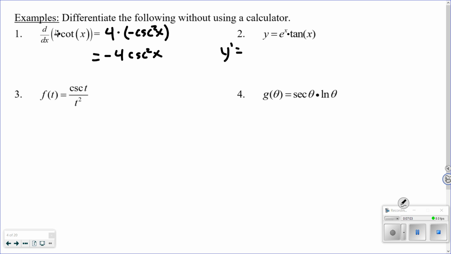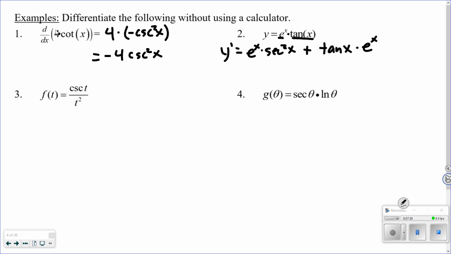This one I'm going to have to use the product rule because I have the e to the x times tangent of x multiplied together. So to do the product rule, we're going to come down here. I'm going to take the first, e to the x, times the derivative of the second. So the derivative of the tangent of x is the secant squared of x, plus the second, tangent of x, times the derivative of the first, which is e to the x.